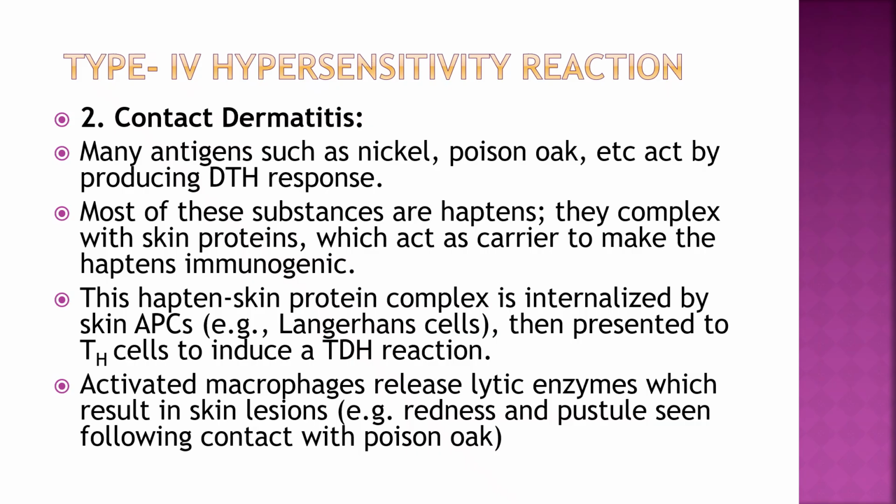Second example of type 4 hypersensitivity reaction: contact dermatitis. Many antigens such as nickel, poison oak, etc. act by producing a DTH response. Most of these substances are haptens. They complex with skin proteins, which act as carriers to make the haptens immunogenic. This hapten skin protein complex is internalized by skin APCs, that is Langerhans cells, and then presented to TH cells to induce a DTH reaction. Activated macrophages release lytic enzymes which result in skin lesions. Example: redness and pustules seen following contact with poison oak.